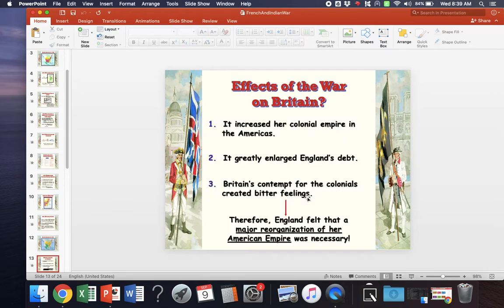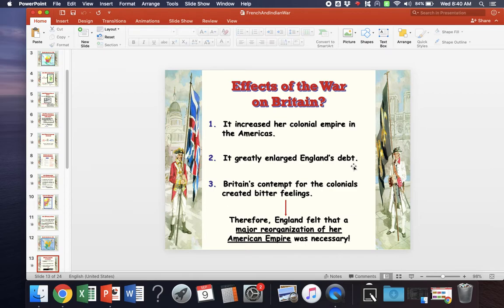The effects of war on Great Britain. It increased her colonial empire in the Americas. Huge. And this is a big one. It's a giant one. England's debt. It is huge, and they need to pay it off, and we'll talk about that in a second when we get back in our notes.